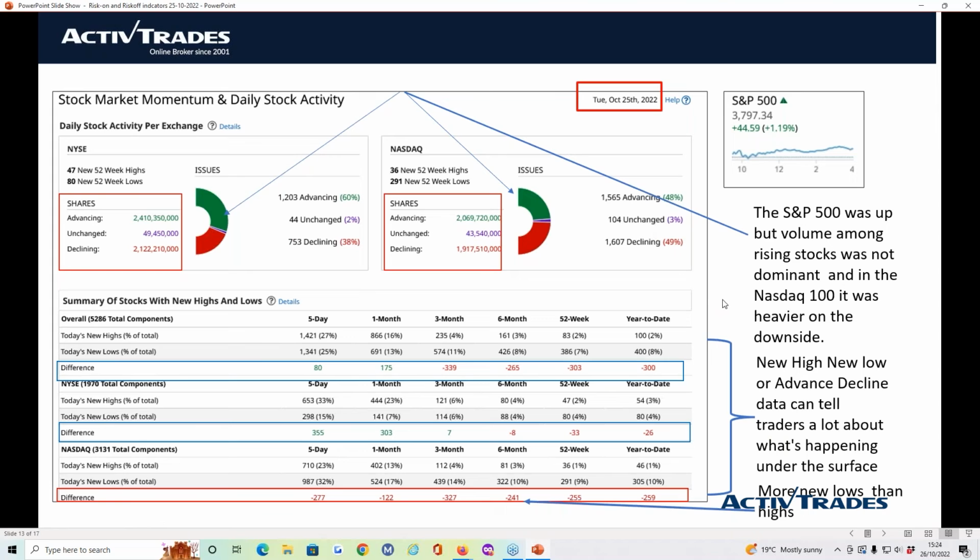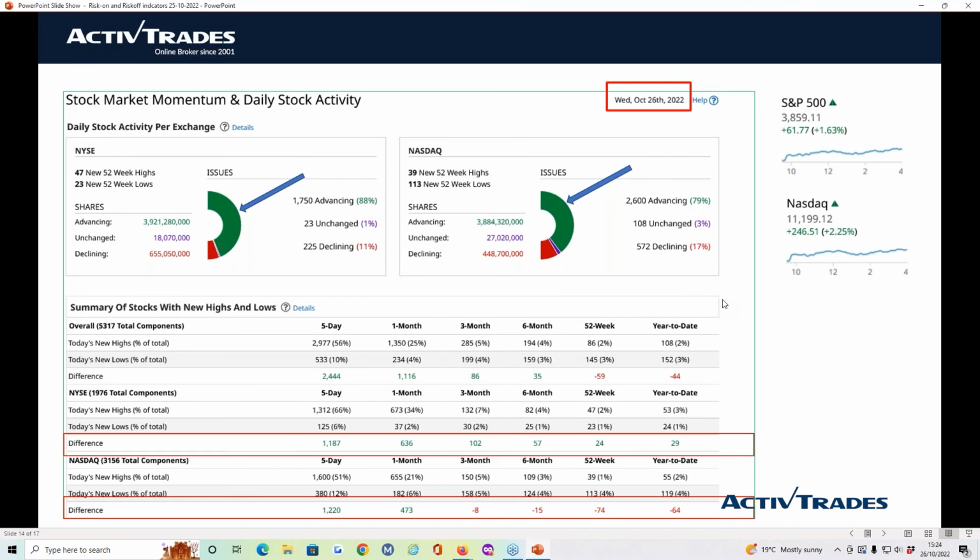Now that took us into Tuesday's session, and there it was a completely different story. This is that same table as of this morning, the 26th of October. Yesterday we saw the S&P 500 up 1.63% and the NASDAQ up 2.25%. And as you can see, it's just very obvious, isn't it?